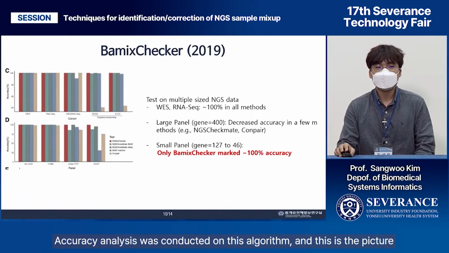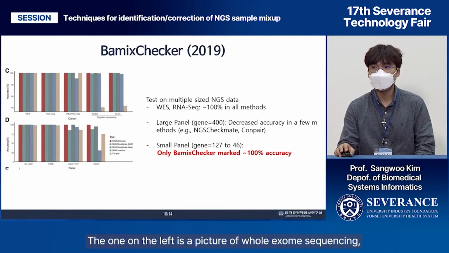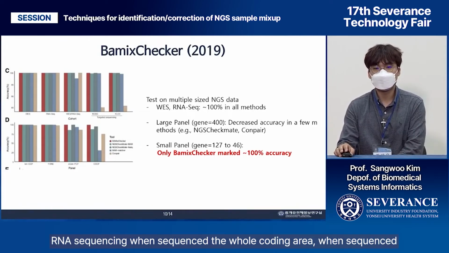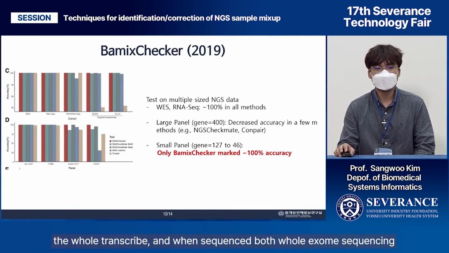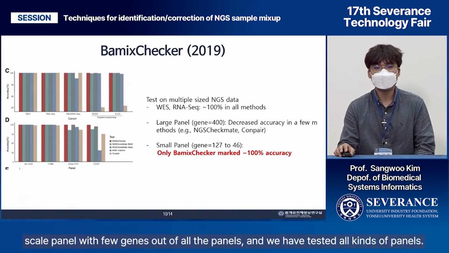Accuracy analysis was conducted on this algorithm, and this is the picture of analyzing the accuracy on the data of various NGS platforms. The one on the left is whole exome sequencing, RNA sequencing, which sequences the whole transcriptome, and both whole exome sequencing and RNA sequencing at the same time. There are large-scale panels with many genes and small-scale panels with few genes among all the panels, and we have tested all kinds of panels.